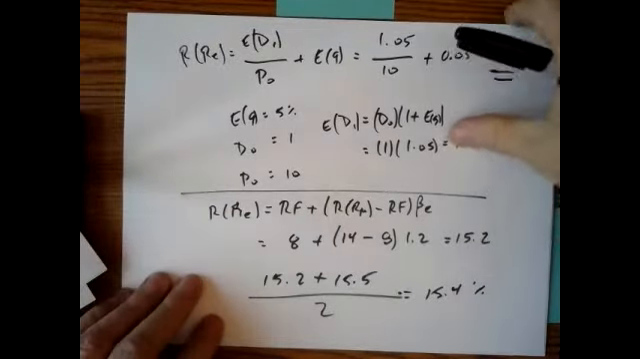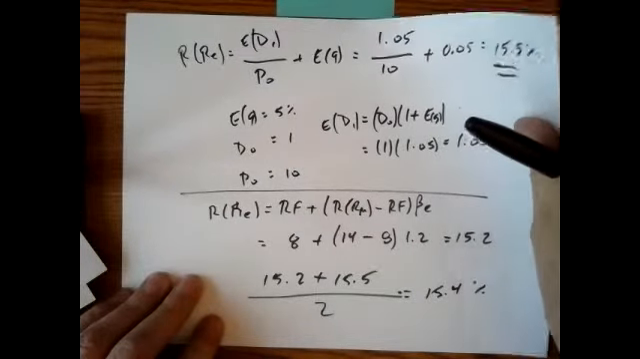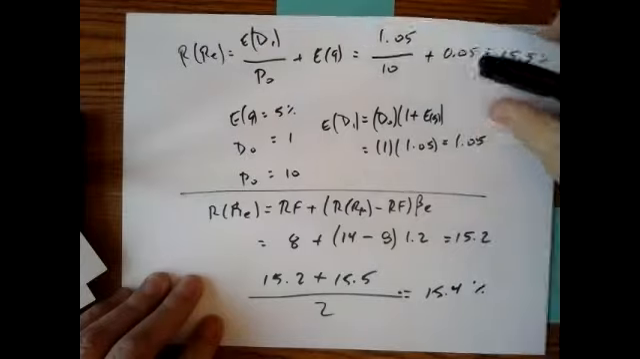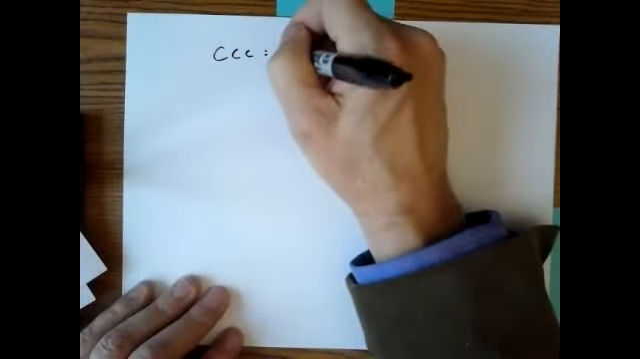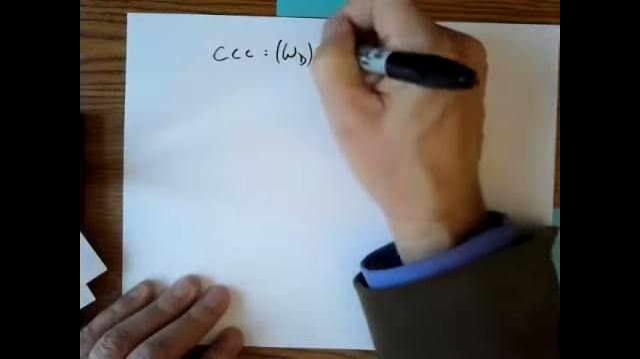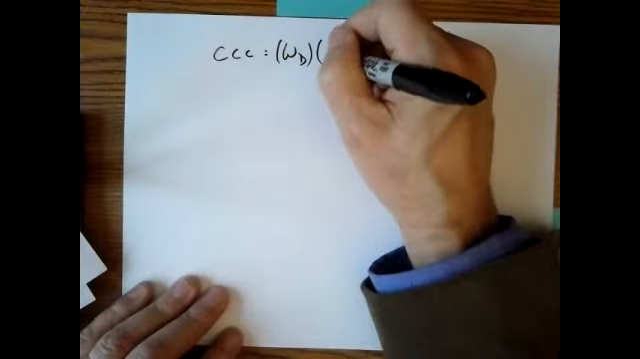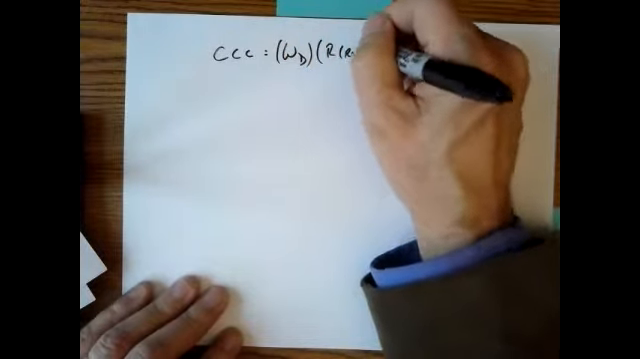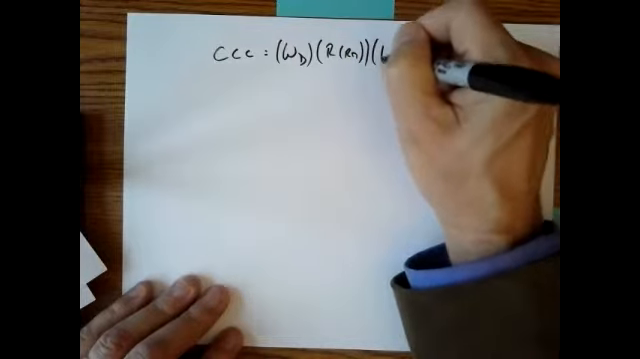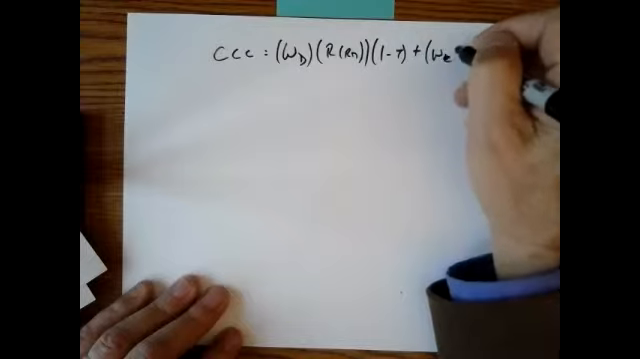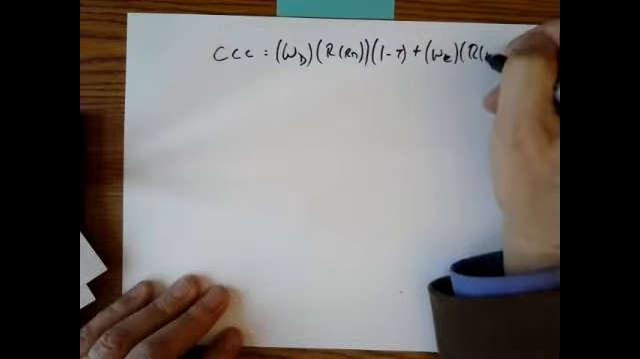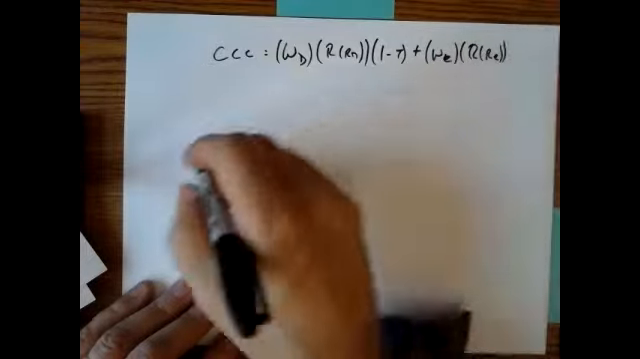And then finally, what is your estimate for the firm's corporate cost of capital? So we're going to need the corporate cost of capital formula. The corporate cost of capital formula is the weight of the debt times the required rate of return on the debt times 1 minus the tax rate, plus the weight of the equity times the required rate of return on equity.